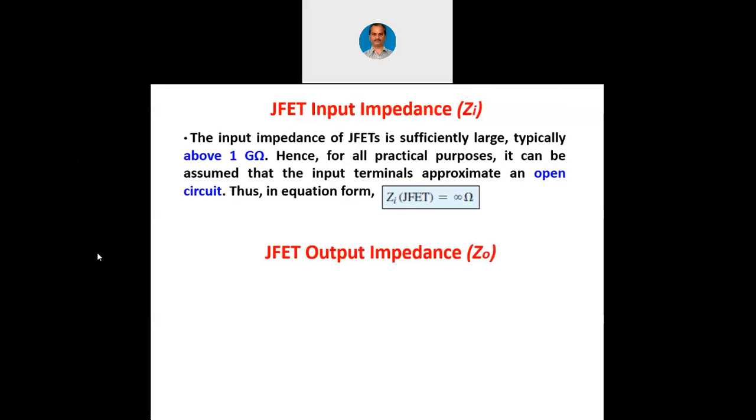Okay, let me tell you the answer. In BJT, we had a collector to base, then base to emitter. We had 3 regions there, 2 junctions there. Whereas in JFET, between drain and source, it is a continuous channel. It is an N-type channel for an N-type JFET. So, there is no junction in between drain and source, whereas there used to be a junction in between collector and emitter. So that is how the output impedance of JFET will be lesser.